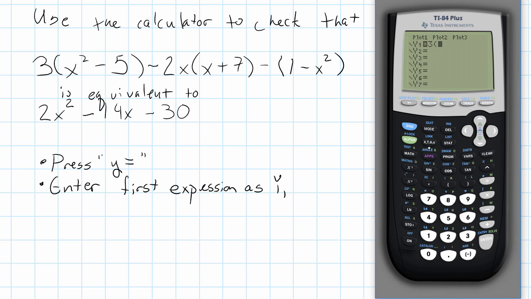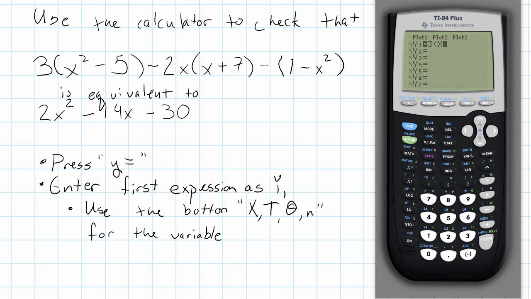Notice this button that says X,T,theta,n, we use that to enter our variable. Exponents, use the regular exponent buttons. Once you've entered it, take a minute and read through and make sure you've entered everything correctly. Then go on to y2 and enter the second expression. And again, take a moment and read through and make sure that you've entered that correctly.